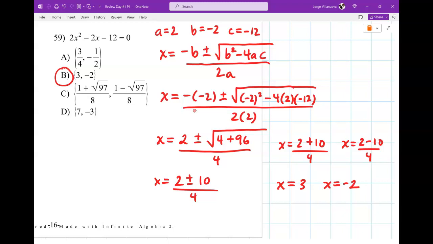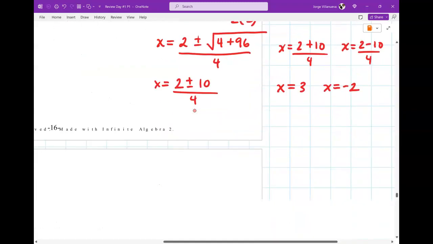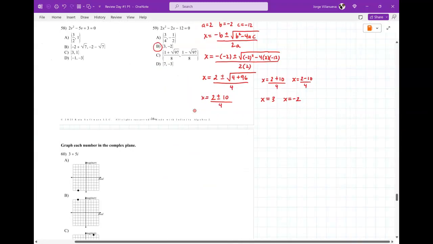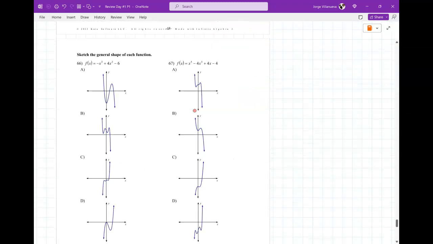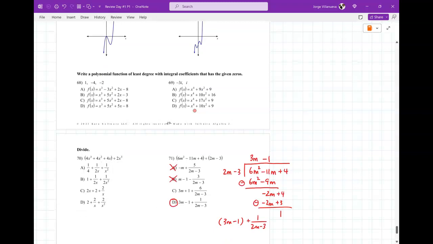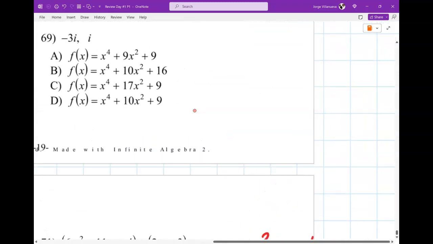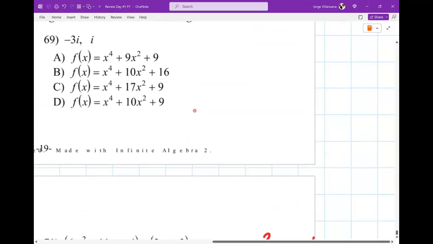All right, and then the last one was number 69, so let's go to that one. And then maybe there's more, but at least those were the first three I took. All right. So for this one, the instructions say that they want me to write the equation of a line, or sorry, they want me to write the function where the solutions are negative 3i and i.